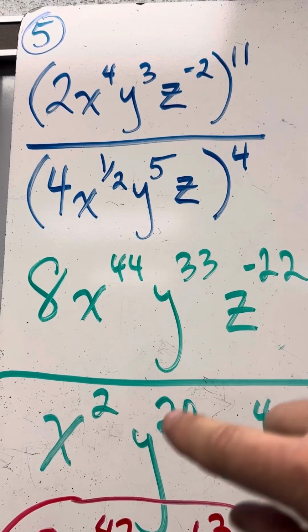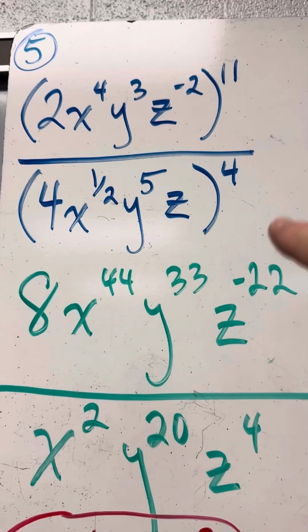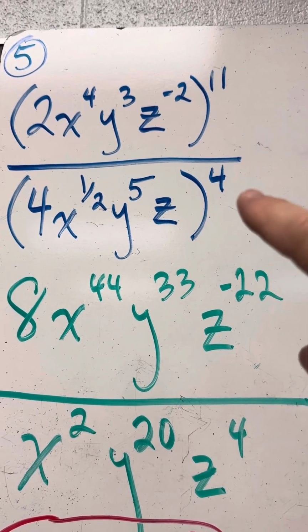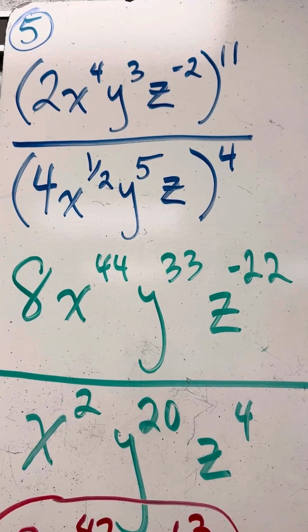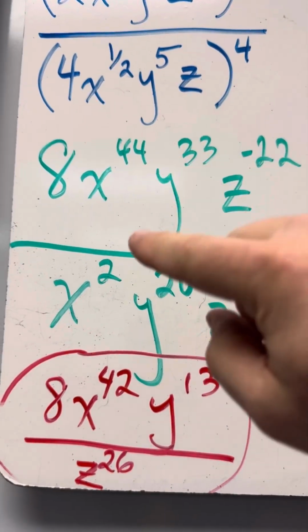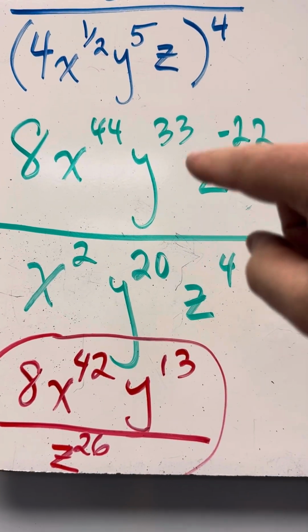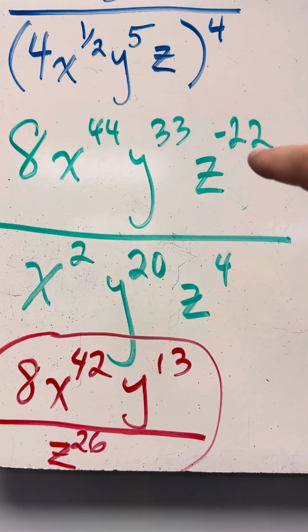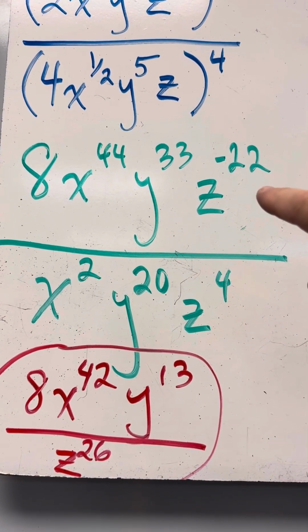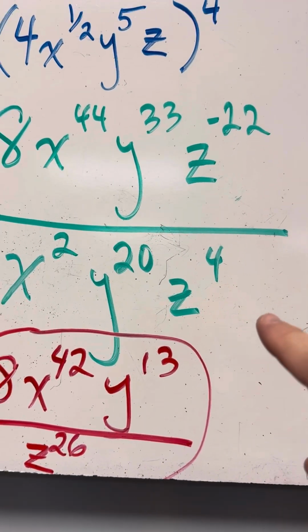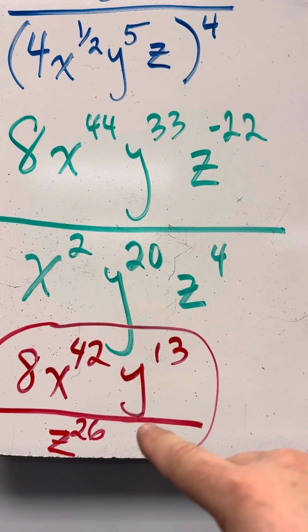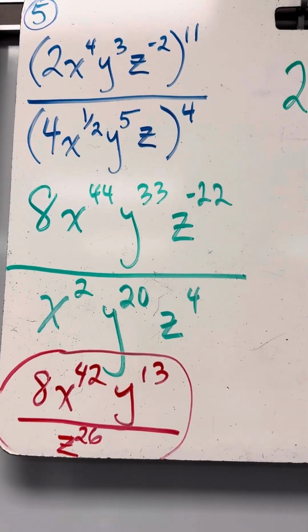1/2 times 4 is 2. 5 times 4 is 20. 1 times 4 is 4. 44 minus 2 is 42. 33 minus 20 is 13. Negative 22 on top moves to the bottom to become positive 22, plus 4 makes 26.